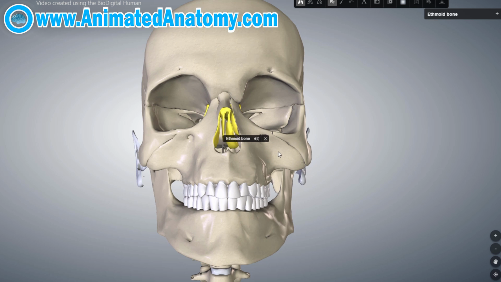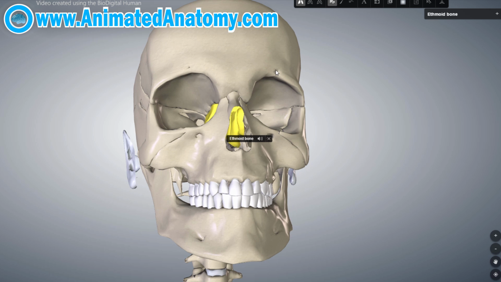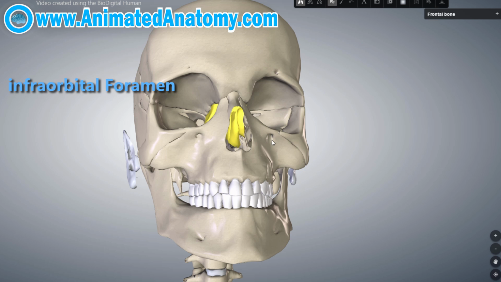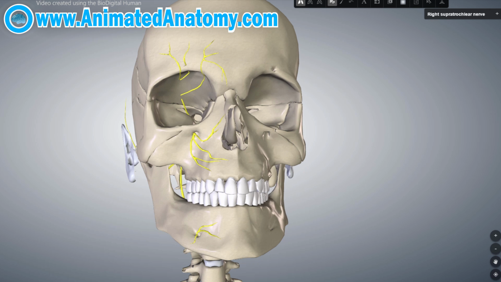Now I want you to remember something else. You see this right here, that's the supraorbital foramen. And you also have the infraorbital foramen right here, while this foramen right here is called the mental foramen. All of these three foramina are almost in the same line, but that's not the only specific thing about them. They are also specific because branches of the trigeminal nerve are exiting the skull through these foramina.